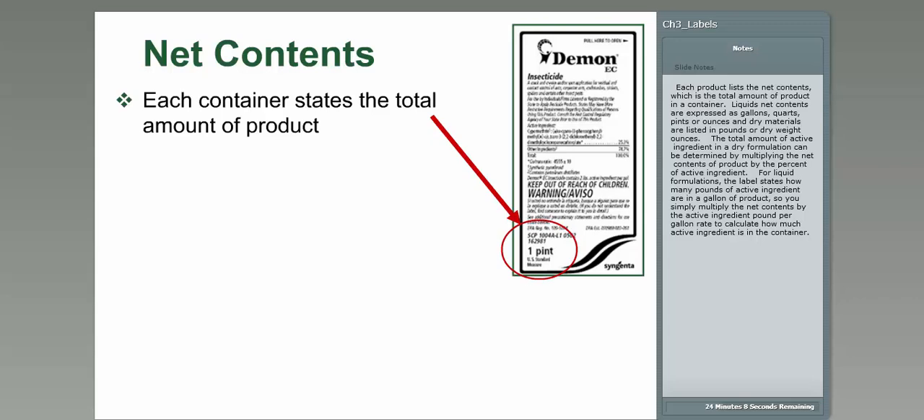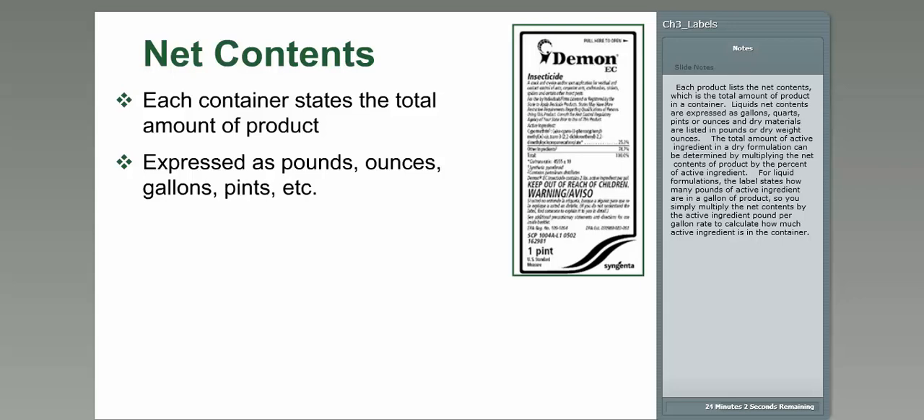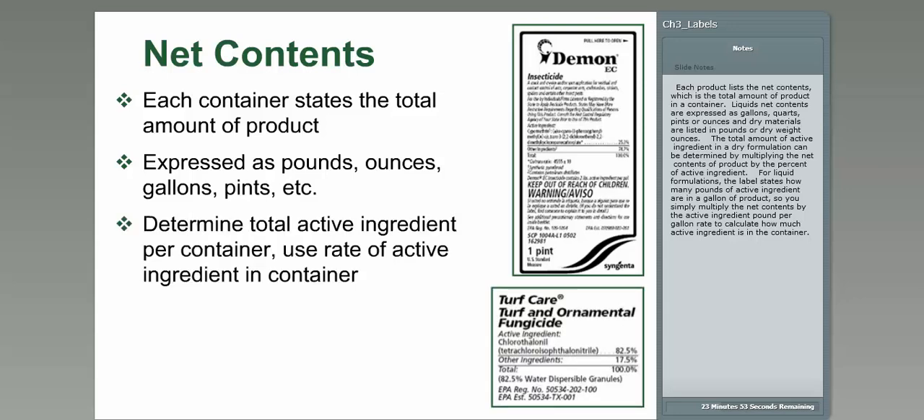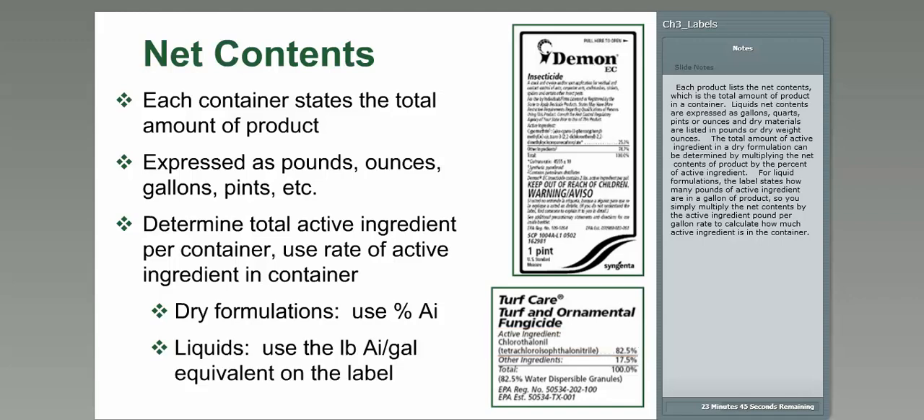Each product lists the net contents, which is the total amount of product in a container. Liquids net contents are expressed as gallons, quarts, pints, or ounces, and dry materials are listed in pounds or dry weight ounces. The total amount of active ingredient in a dry formulation can be determined by multiplying the net contents of product by the percent of active ingredient. For liquid formulations, the label states how many pounds of active ingredient are in a gallon of product. So you simply multiply the net contents by the active ingredient pound per gallon rate to calculate how much active ingredient is in the container.